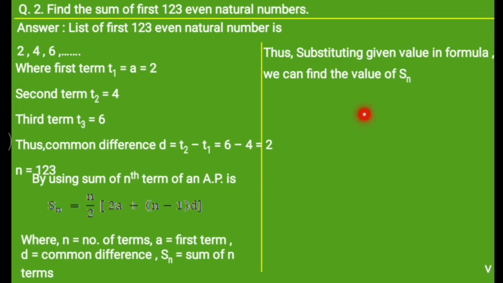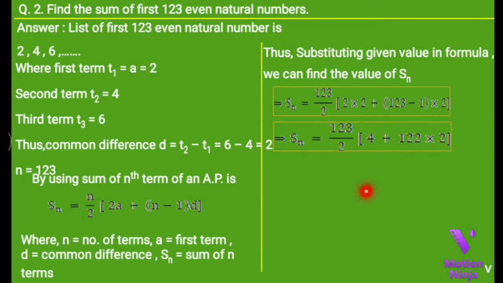So we substitute the values. Thus substituting given values in formula, we can find the value of Sn. So we have n equals 123. So we find here Sn equals, we replace this n as 123 by 2. Then we replace this a by 2. So we write here 2 into 2 plus 123. So n minus 1 we replace as 123 minus 1 into d. So value of d is 2 here.